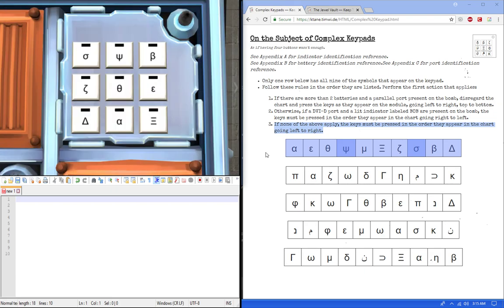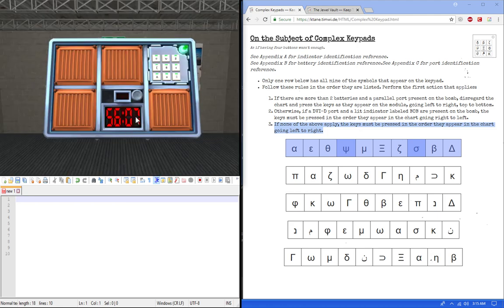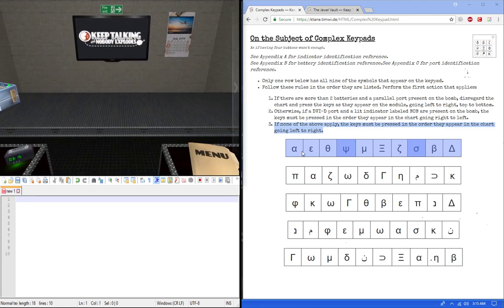So, we press the alpha, the epsilon, theta, psi, mu, which is not on here, so that's going to be one of the missing ones, 3 lines, zeta, sigma, beta, triangle. Okay, let's move on to the next one.